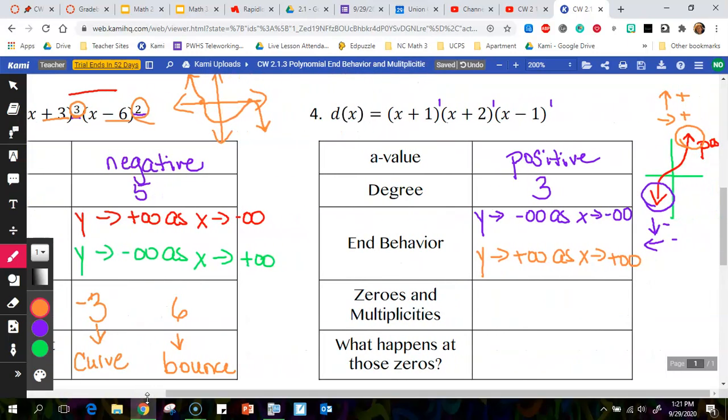All right, this one over here, my zeros multiplicity has got 3 of them: negative 1, negative 2, positive 1. What do they do? It passes through every one of them.